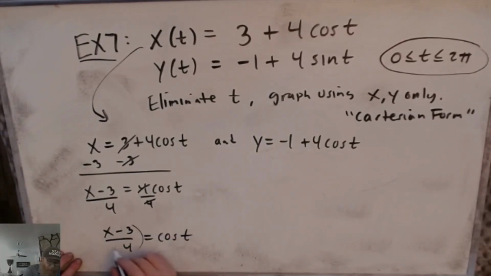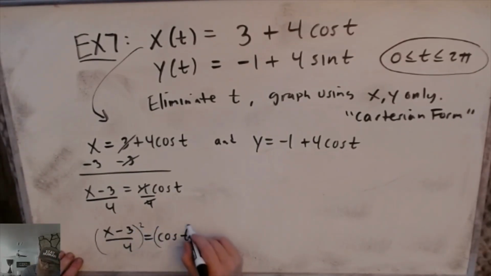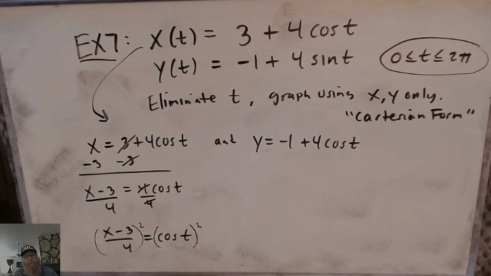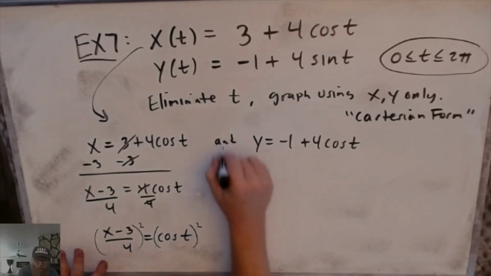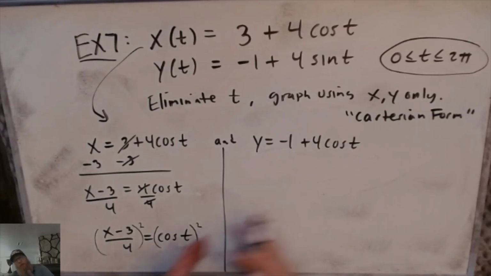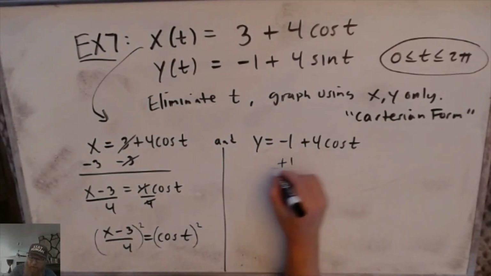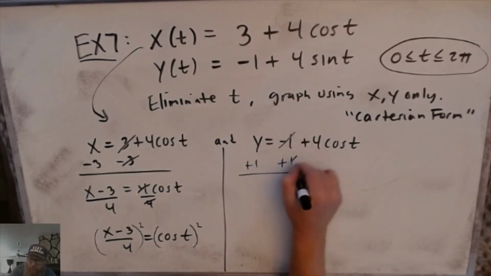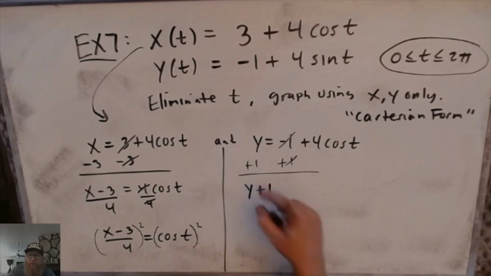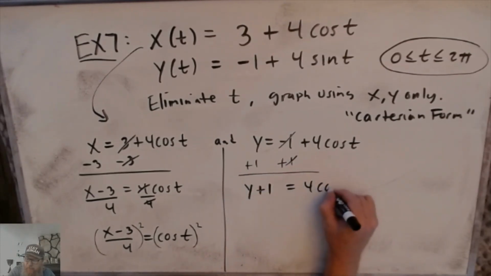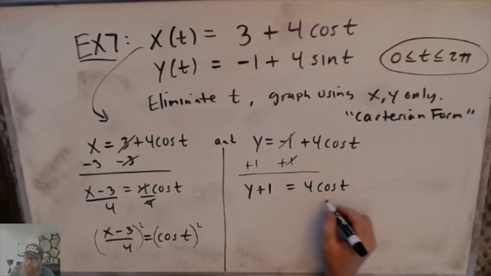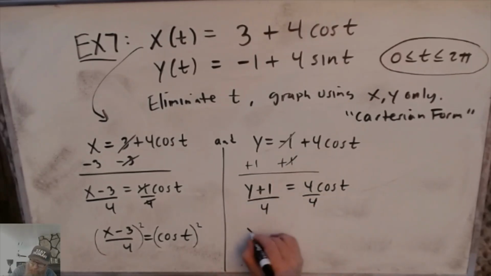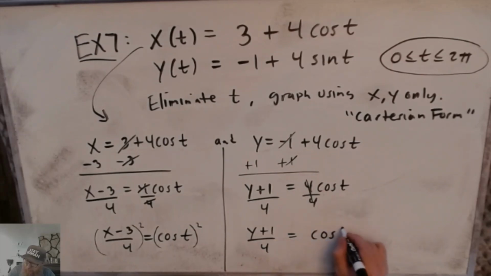Then we're going to square both sides. And then we're going to put that on hold. Come over here and do the same thing with the y's. Add 1 to both sides. Divide by 4. And square both sides.